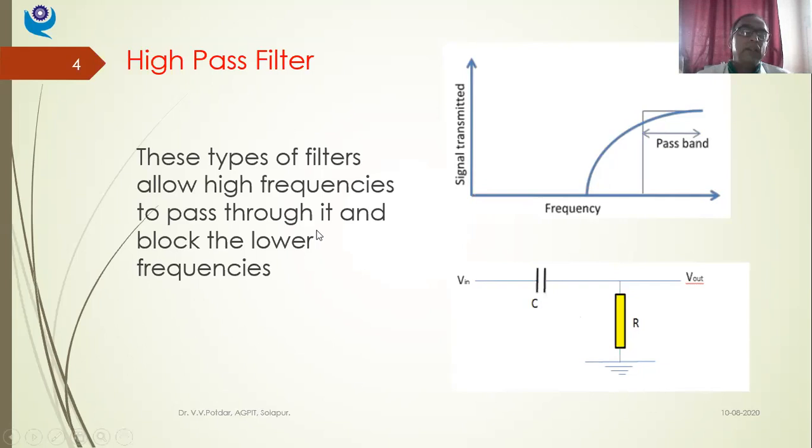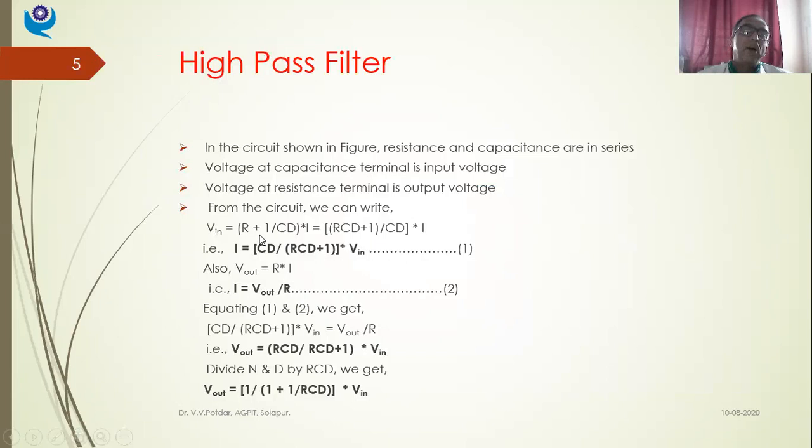Okay, so write down. From the left part of the circuit, we can write V in is equal to 1 by CD plus R bracket multiplied by I, which is equal to RCD plus 1 divided by CD, the bracket multiplied by I. If we solve this for I, I is equal to V in multiplied by CD, which goes in the numerator: CD upon RCD plus 1 into V in. This is my equation number 1.